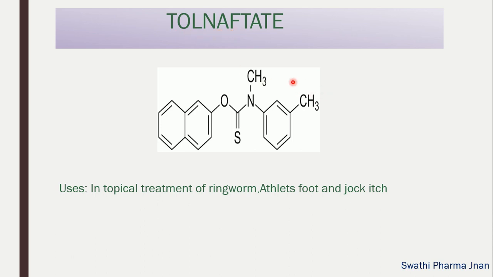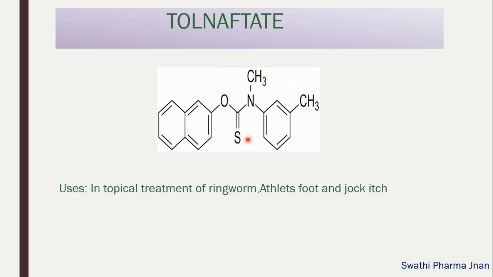Toll indicates toluene group. What is toluene group? Phenyl ring containing methyl group is called a toluene ring. Naph indicates naphthalene ring. These two are combined with methyl amino and C double bond S. So this one we can call it as thioester.